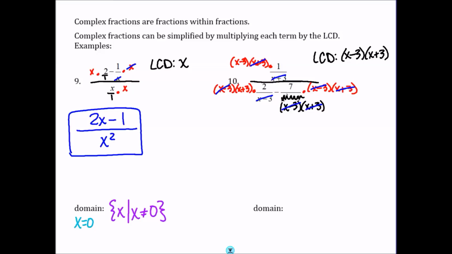So in the numerator, we're just left with x minus 3 times 1, which is x minus 3, over, then you've got to remember to distribute here, 2 times x plus 3 is 2x plus 6, minus 7. So when we simplify fully, we end up with x minus 3 over 2x minus 1.